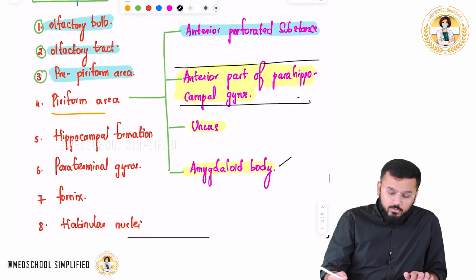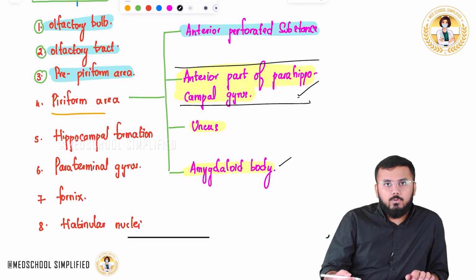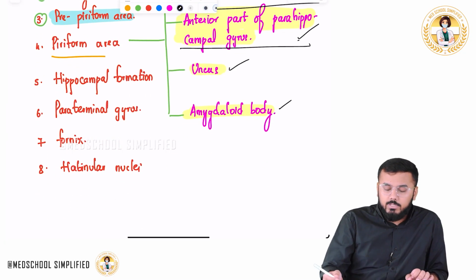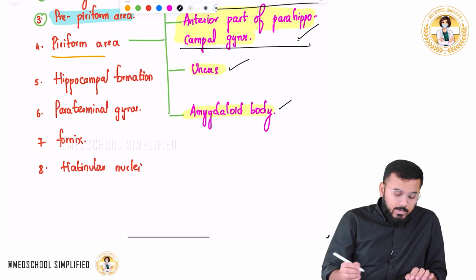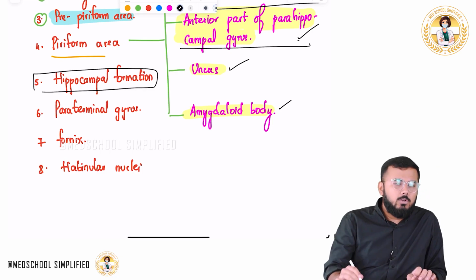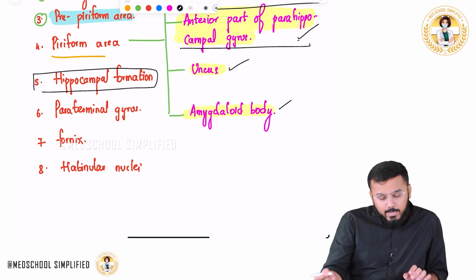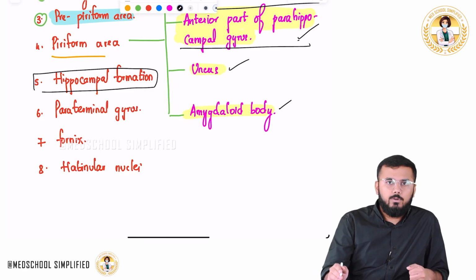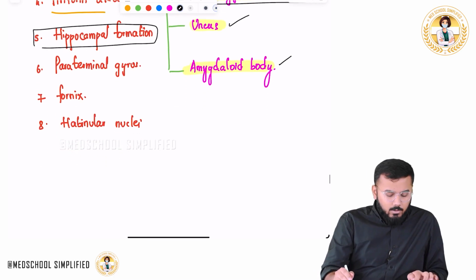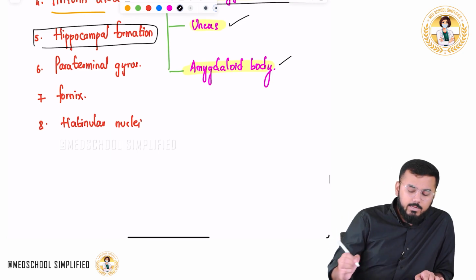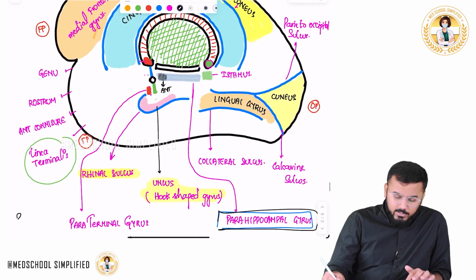We are done. So we have discussed where the anterior part of the parahippocampal gyrus is, where the uncus is, and where the amygdaloid body is. Next, coming to the hippocampal formation, I just want you to remember that there is something called the hippocampal formation. In the next lectures, I will tell you in detail where it is located. Just remember it like that. I cannot show it to you in this picture. The next important thing is the paraterminal gyrus. Where is this paraterminal gyrus? I think we have discussed, right?